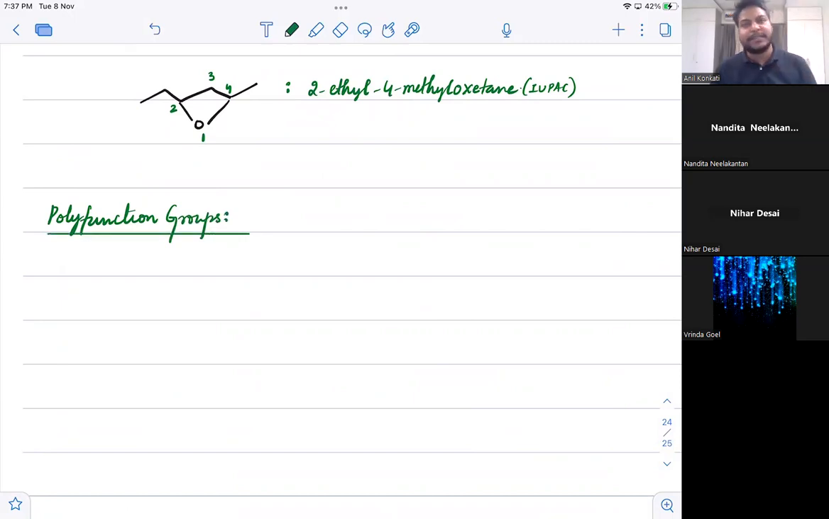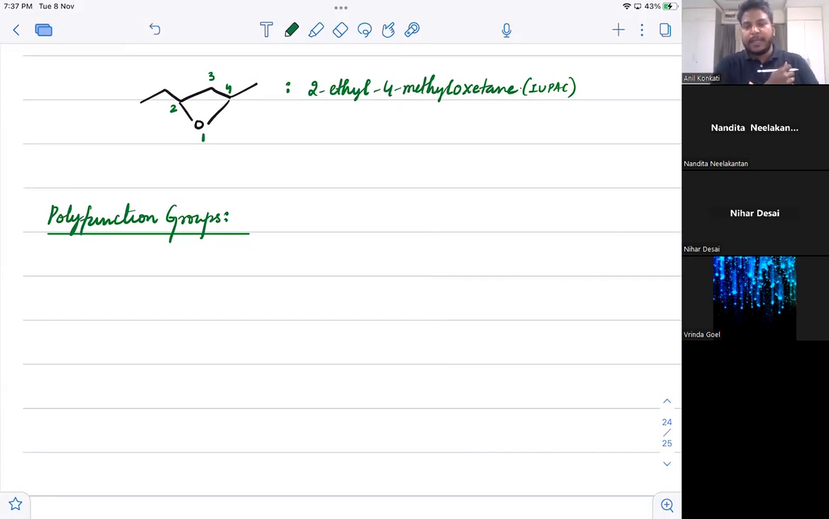Polyfunctional groups implies that we need to have what we call the priority order. Like out of all the compounds, which one needs to be given more priority? Got it? So once you know the priority order, it becomes easy for you to figure out the name of that compound. What do you mean by this priority order, everybody?